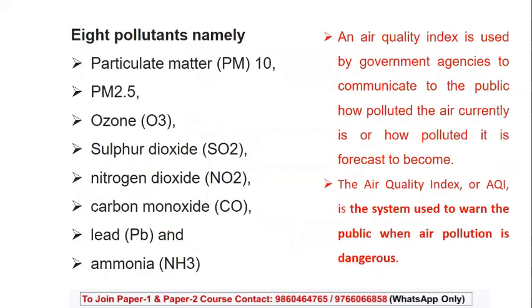Coming to the pollutants, basically that is particulate material, PM 2.5, ozone, sulfur dioxide, nitrogen dioxide, carbon monoxide, lead, or ammonia. So air quality is basically used by government agencies in order to communicate to the public how polluted the air is, and this is a system which is used to warn people about the danger of air pollution.